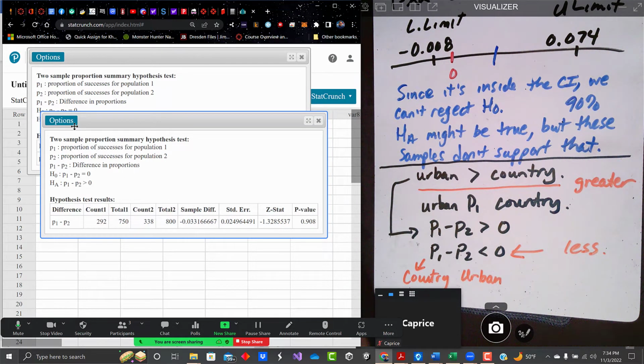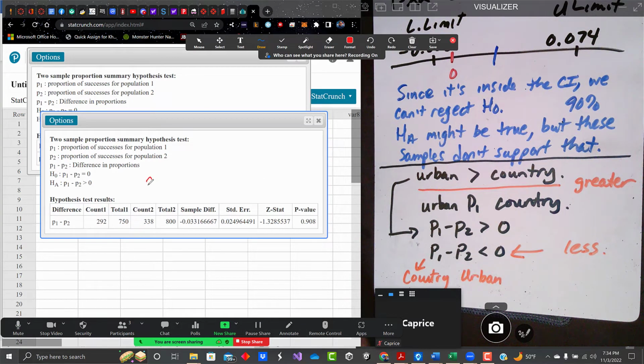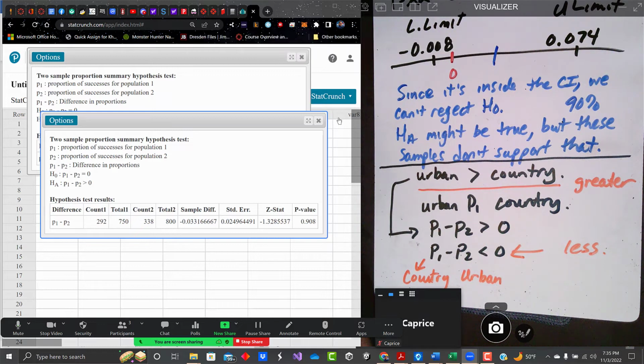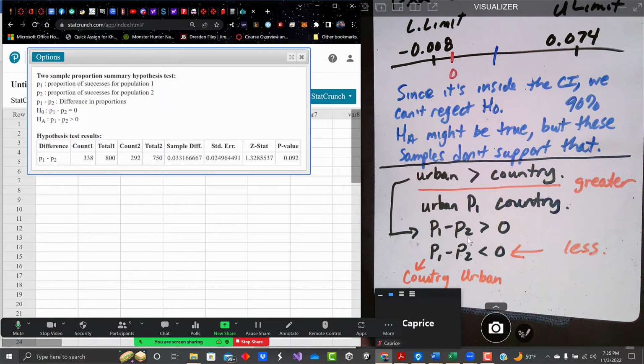What I have listed on the screen right here is country is greater than urban, the way I have it written in this box, which is not what the problem asked, which is why this is wrong. Okay, so make sure your wording matches what your symbols are. I think it's easiest to pick the groups such that the wording of the sentence matches what I have to do in the hypothesis test.